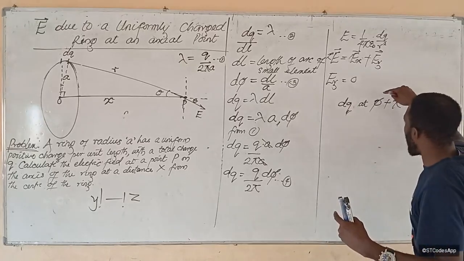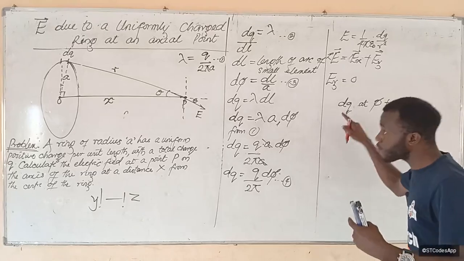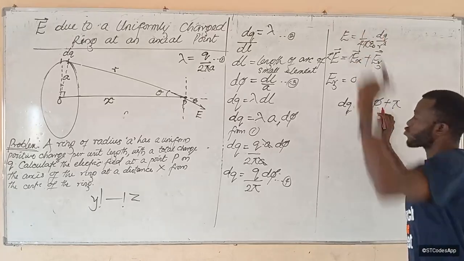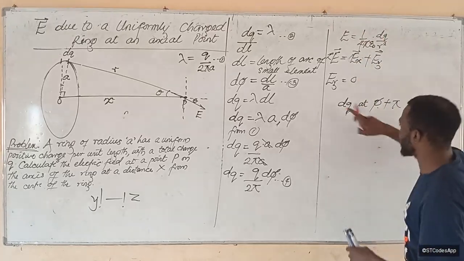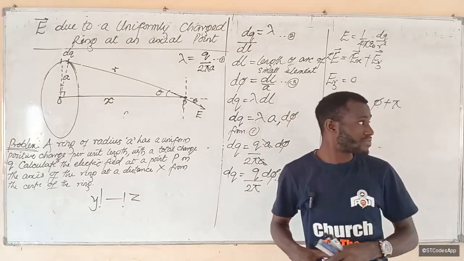So you will see another dq that is going to be equal in magnitude to the dq at first position, position phi, but will be in opposite direction. Which means that the q in both places will cancel each other out. I hope that makes sense.